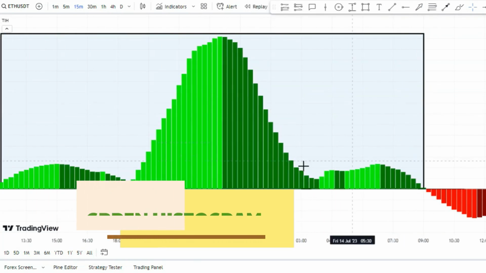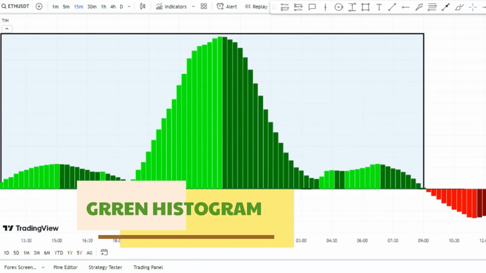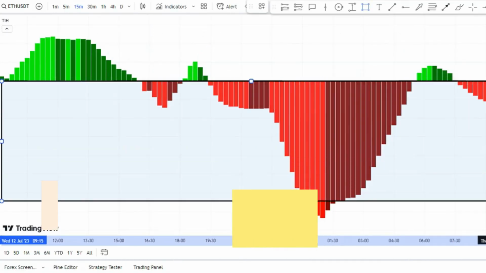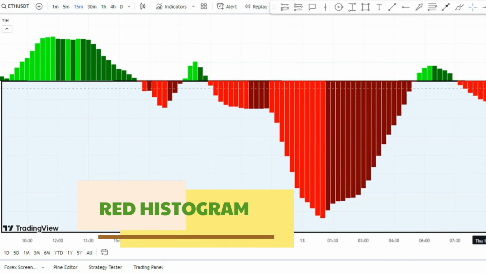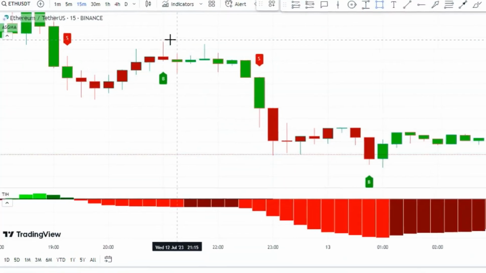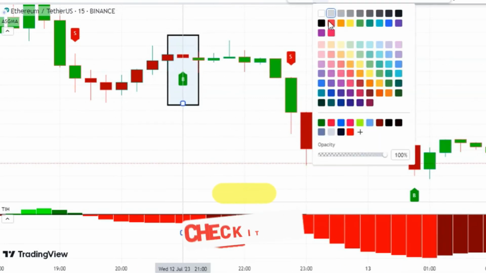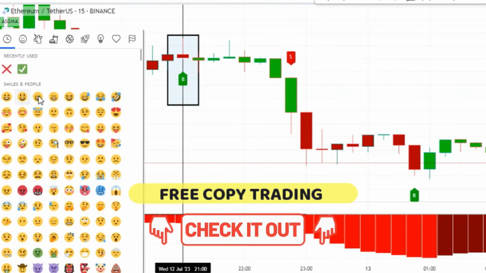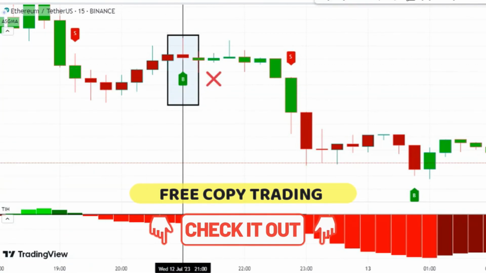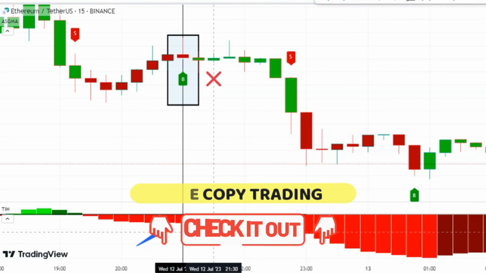When the histogram bars turn green, that indicates an upward trend and we can look for buy signals. And when the bars turn red, that shows a downtrend where you want to watch for sell signals. As you can see, in this example, the first indicator gives a buy signal. But if you look at the trend indicator histogram, it's red, so it indicates a downward trend. So the buy signal is filtered out.